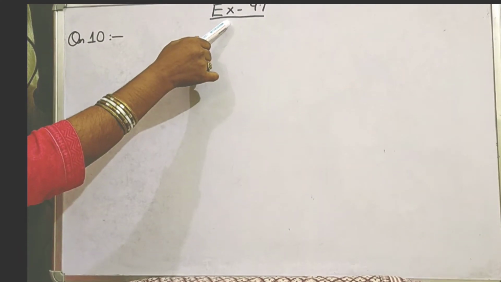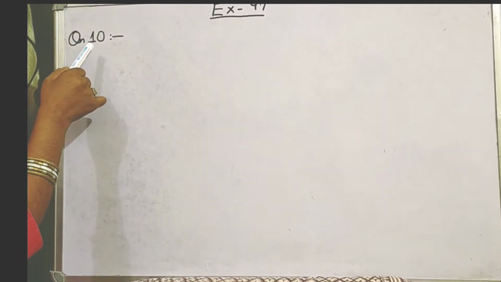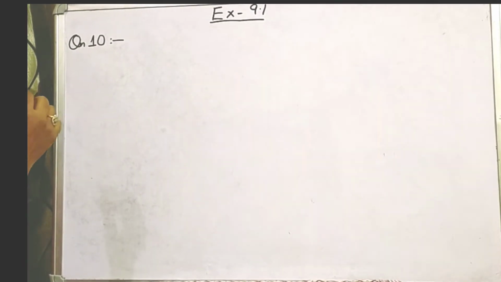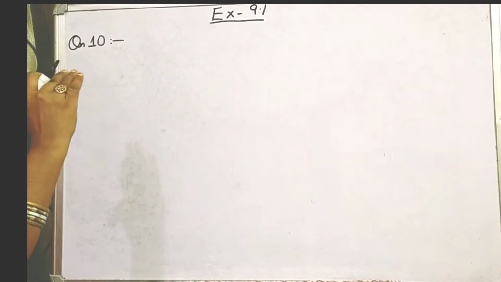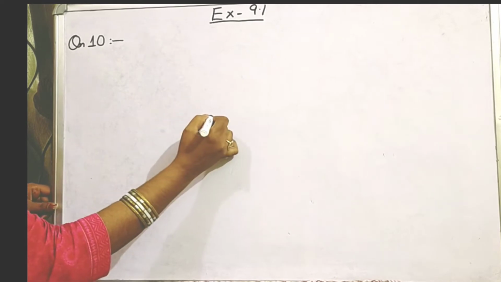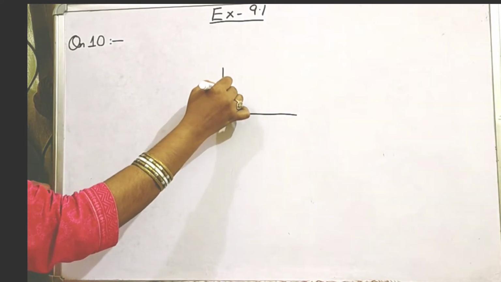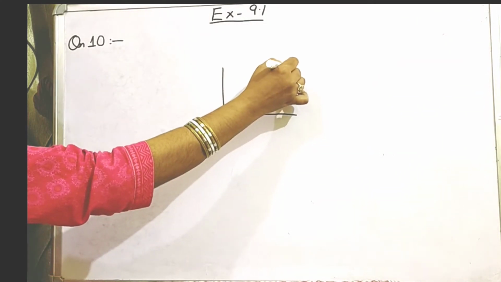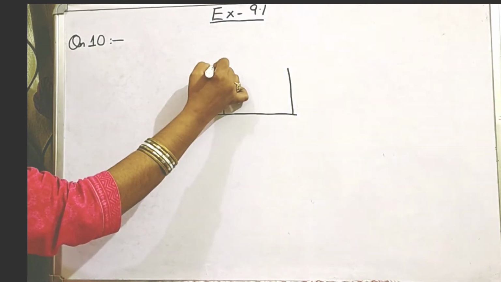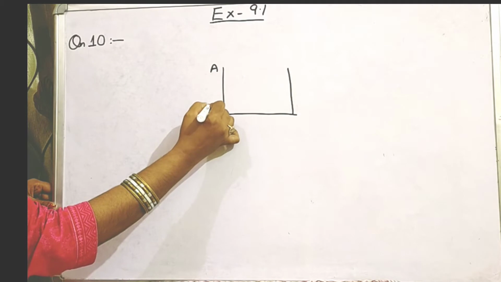Yes, my dear students, now we'll do exercise 9.1, question number 10. Let us see what is given in the question. There are two poles of equal height. Let us suppose these are the two poles. This is our level ground and these are the two poles, and they are of equal height. This is given in the question.